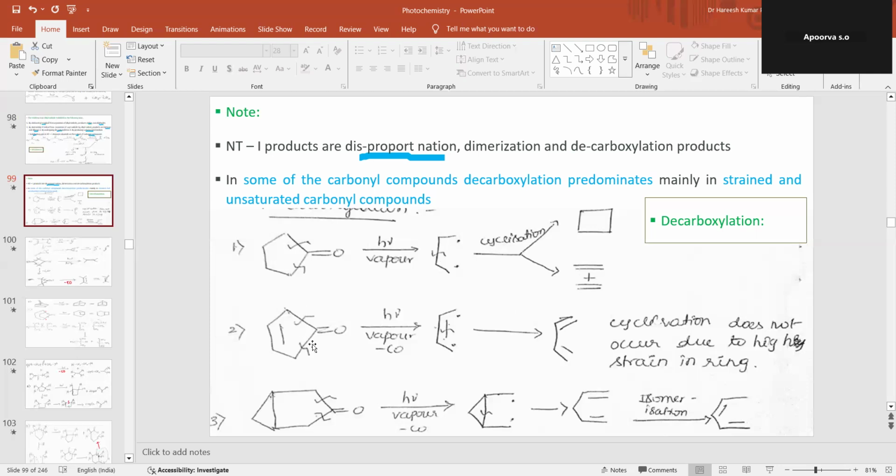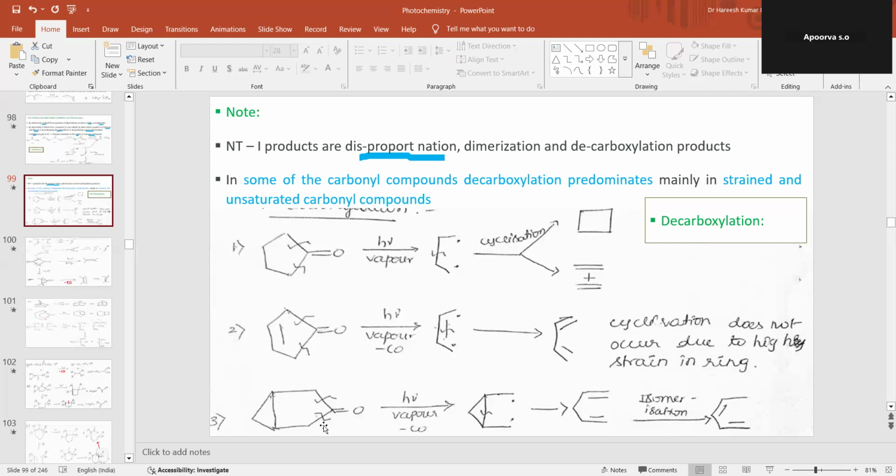So here I'm taking an alpha beta unsaturated carbonyl compound. When it is irradiated, it gives you the alpha cleavage. Alpha cleavage means Norrish type 1 cleavage, and CO is the leaving group, forming a 1,4 biradical. And here cyclization is not happening because of the strain. That's the reason the pi bond undergoes homolytic cleavage, forming a pi bond here, a pi bond here.